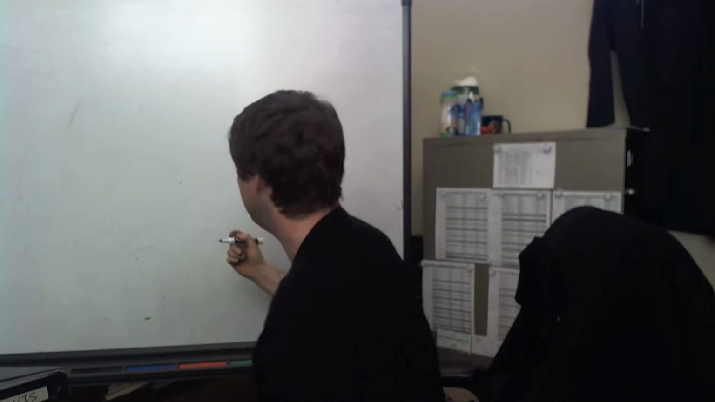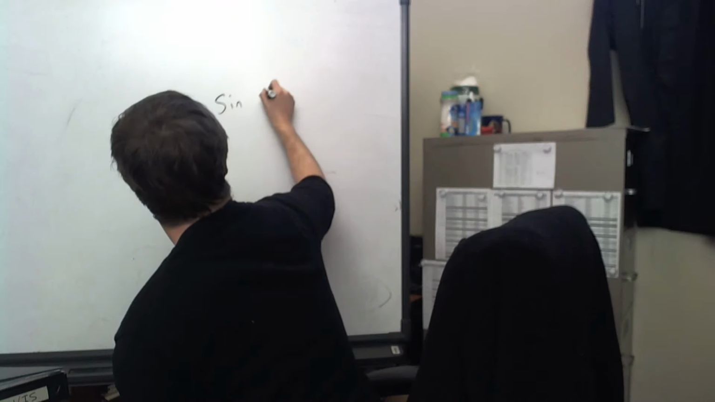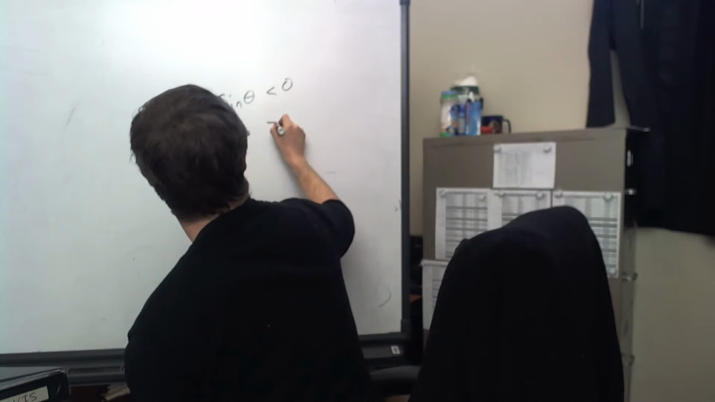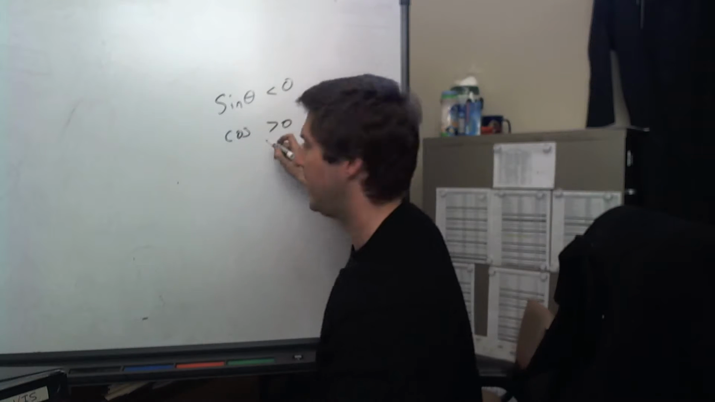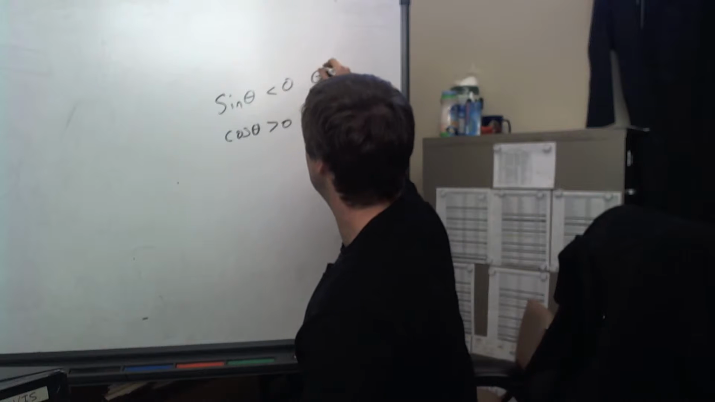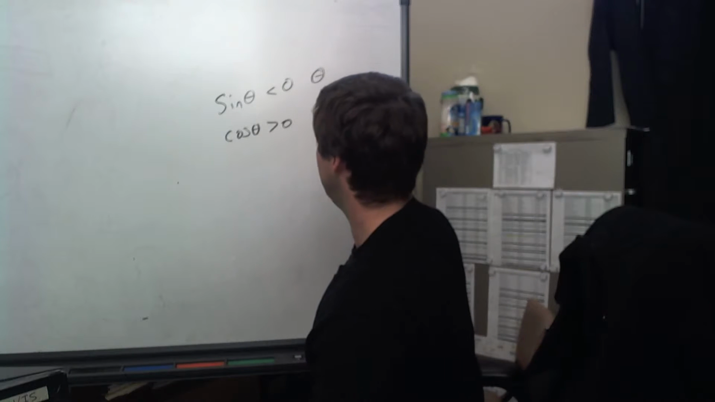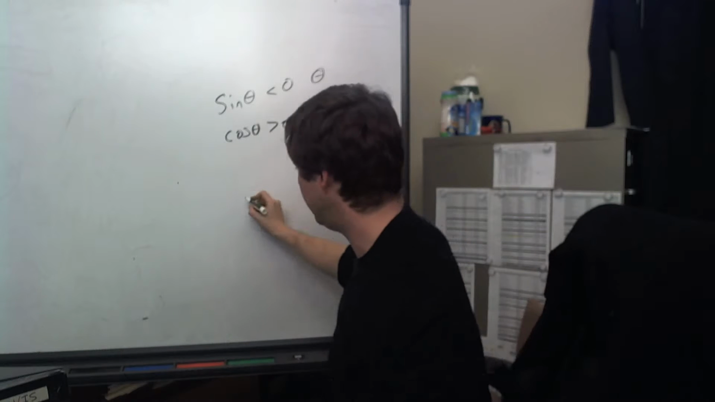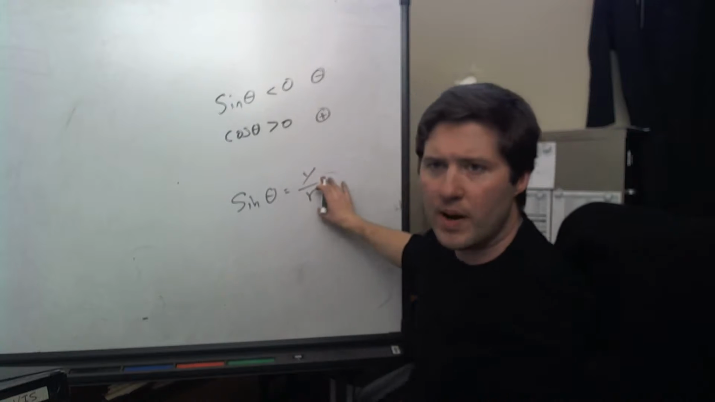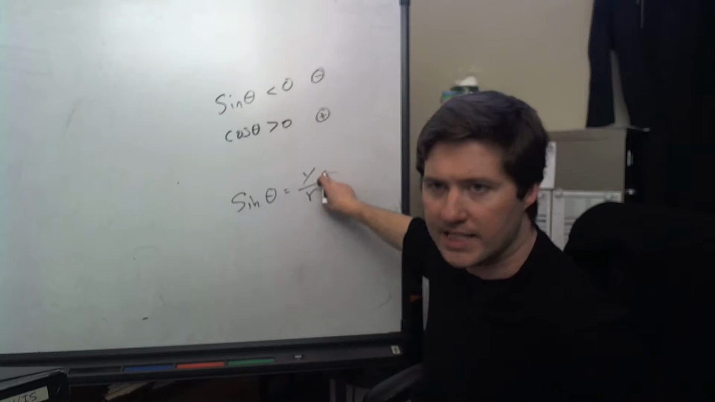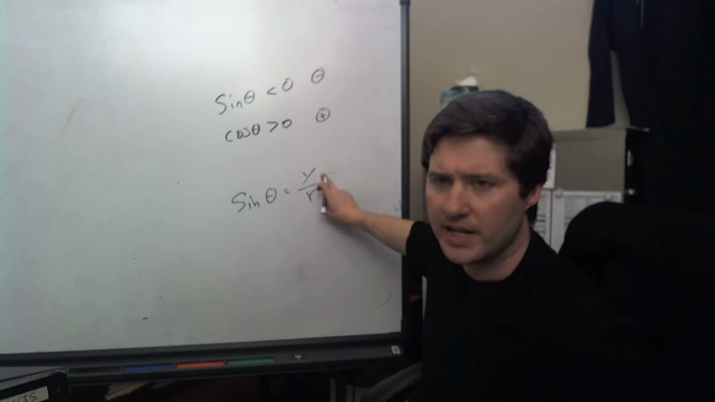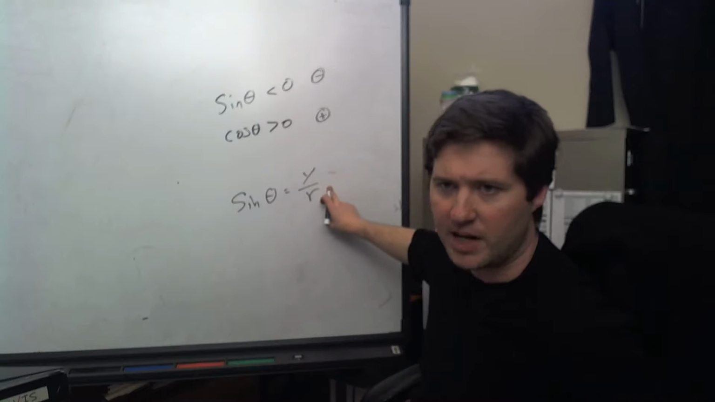So that sine is negative and cosine is positive. Sine is less than 0, so y is negative. That's all it means. Less than 0 means it's negative. Cosine greater than 0 means it's positive. Okay, but what are each of these? Sine is y over r. The only way sine can be negative is if y is negative. Since r is always positive, the only way I can get a negative is if I take a negative divided by that positive.